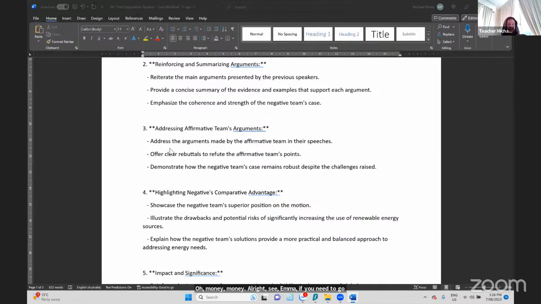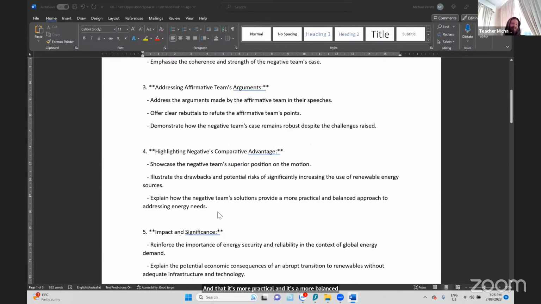Okay, so where were we? So you need to illustrate the problems and you need to illustrate any risks of accepting the motion. And you need to explain how the negative team's solution, how your arguments provide a better solution to the problem, and that it's more practical and it's a more balanced approach. So basically you need to show that your arguments make more sense than the other team.